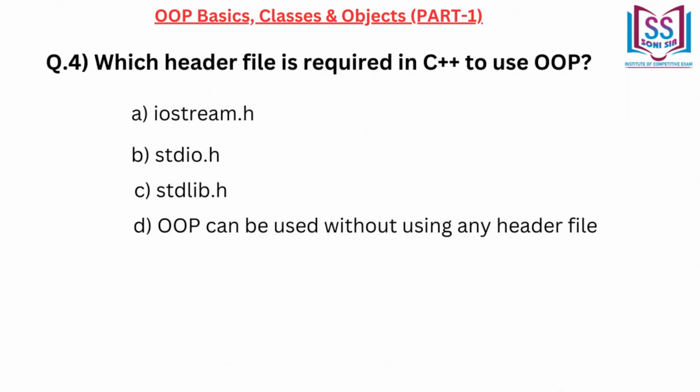Which header file is required in C++ to use OOP? A. iostream.h. B. stdio.h. C. stdlib.h. D. OOP can be used without using any header file. Correct answer, D. We need not include any specific header file to use the OOP concept in C++. Only specific functions used in code need their respective header files to be included, or classes should be defined if needed.